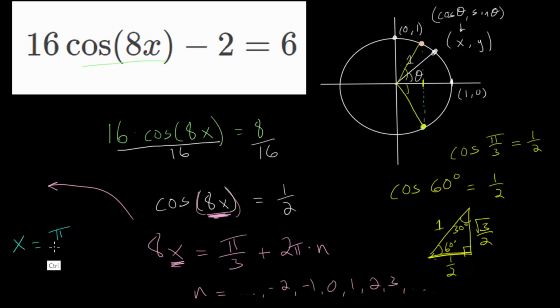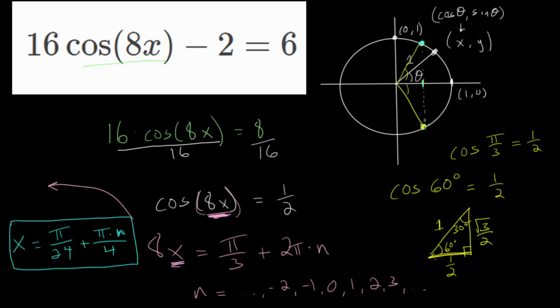Let me rewrite that a little bit neater. Plus 2 pi n over 8, and 2 over 8 is 1/4. So we get pi times n over 4. So this right here is one part of our solution. That's when we're looking at this positive angle here, where we get an output of 1/2 for our x value.